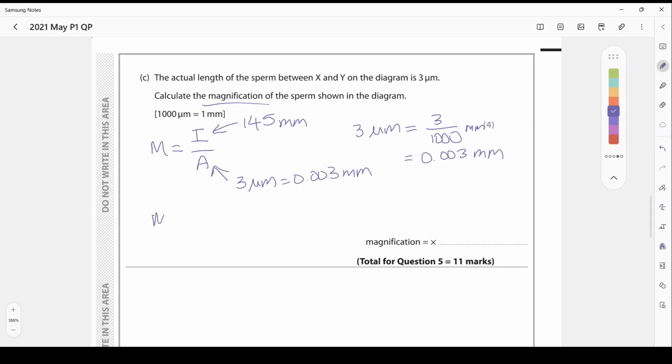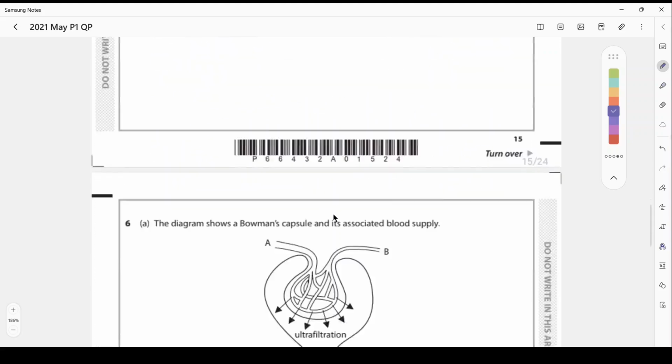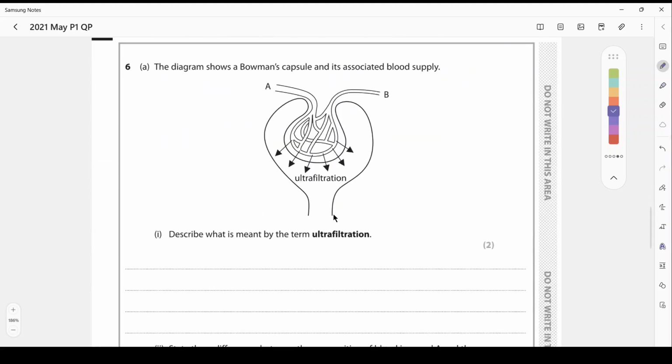So now we can plug in the numbers into the equation. So 145 divided by 0.003. If we write that down in the calculator, that'll get you 48333. All right, let's go on to question 6.